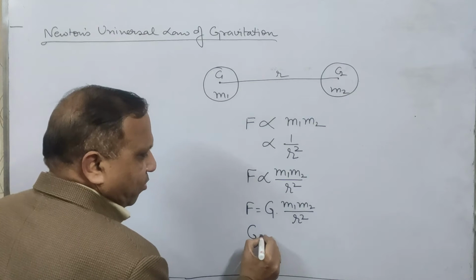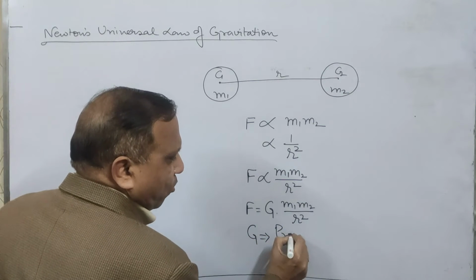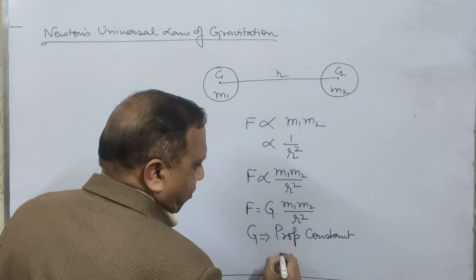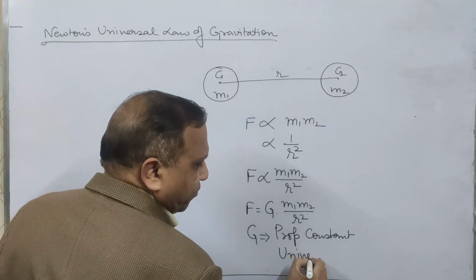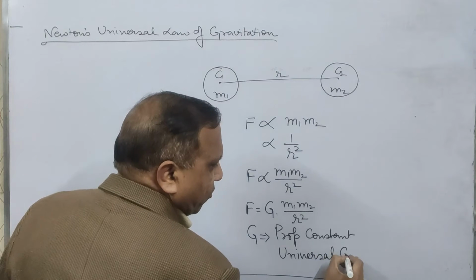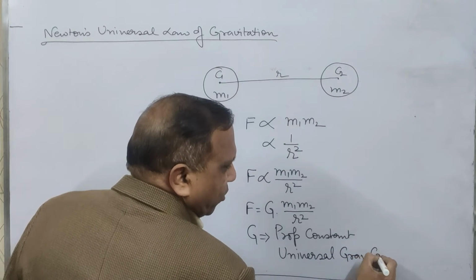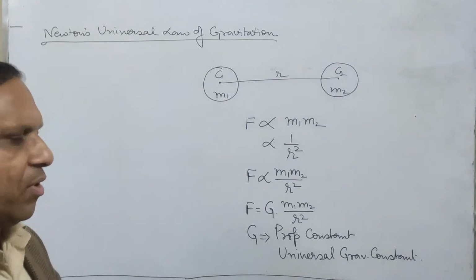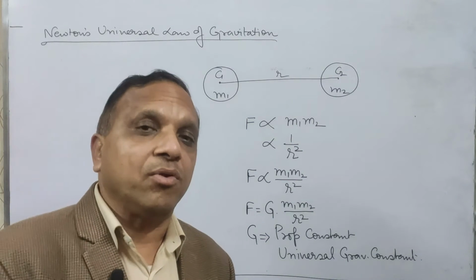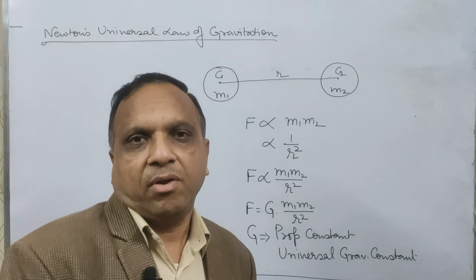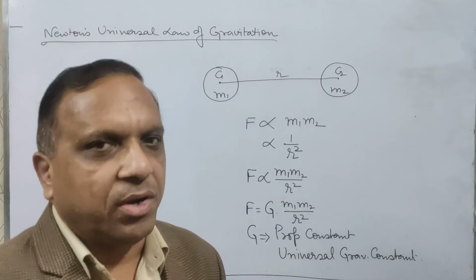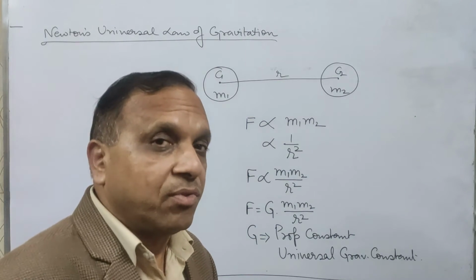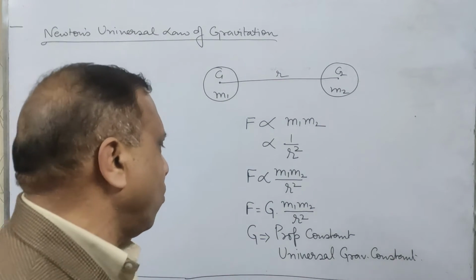G is mathematically known as the proportionality constant, or it is known as the universal gravitational constant. Why do we say universal? Because its value remains constant. Its value does not depend on the medium, and does not depend on place. At each and every place, in each and every medium, it remains constant.